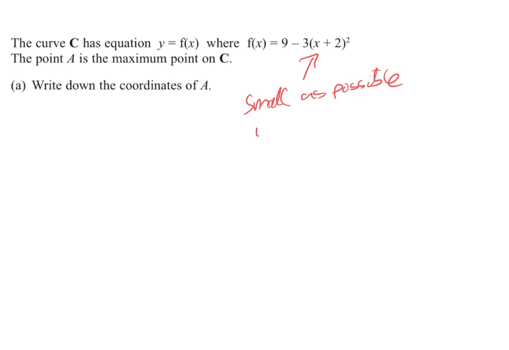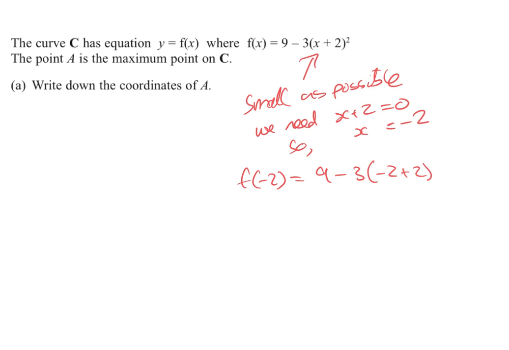we must have our x plus 2 equal to 0. So x equals minus 2. When x is minus 2, the bracket will be equal to 0, so we will just have a value of y, or f of x, being 9. So f of minus 2 is 9 minus 3 multiplied by minus 2 plus 2 squared, which is 9 minus 0, which is 9. So my x value is minus 2, my y value is 9.